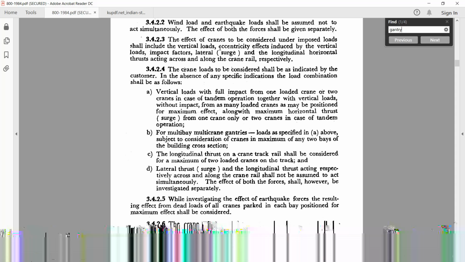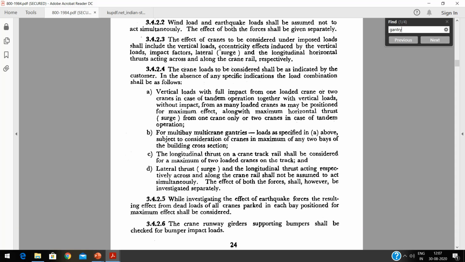The effect of crane to be considered under imposed load shall include the vertical load, eccentricity effect induced by the vertical load, impact factor, lateral, that is surge, and the longitudinal horizontal thrust acting across and along the crane rail respectively. And this is 3.4.2.4, that is, crane load should be considered as indicated by the customer.